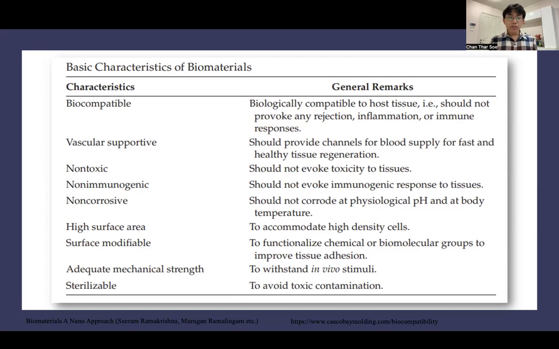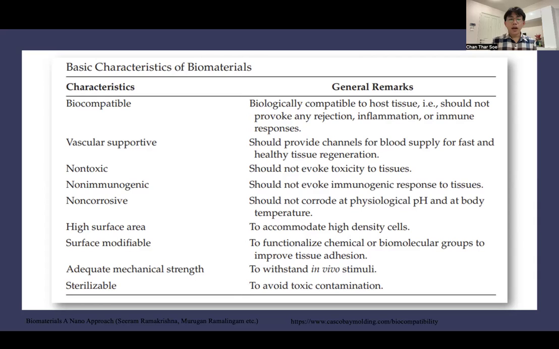Another important thing is non-corrosive. If the biomaterial is corrosive to the human biological system, that is very dangerous, because corrosion releases ions into our biological system that not only destroy the cells but also destroy our DNA structure. That can lead to a chain of genetic problems and potential diseases such as cancer.